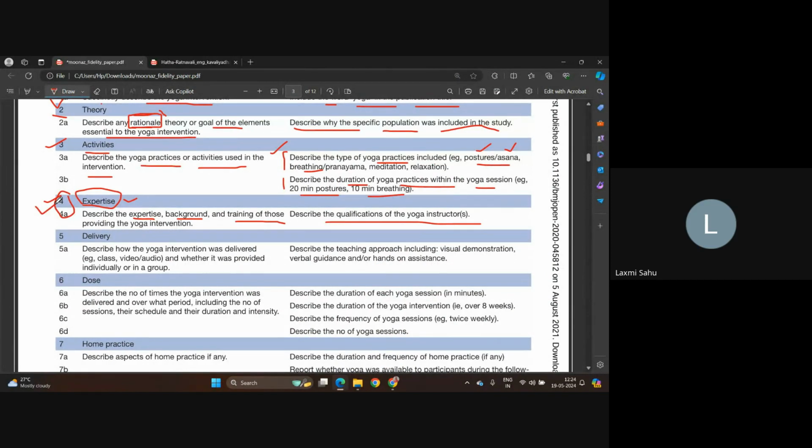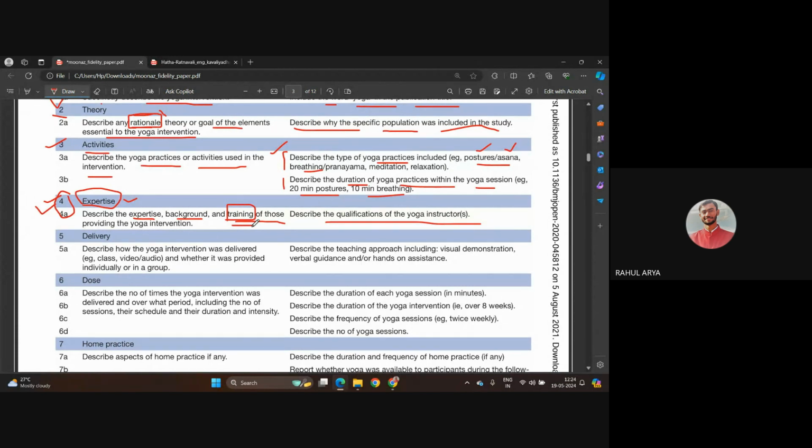Sir, suppose I am the instructor of any yoga research, so I have to describe my qualification, like I am pursuing my master's. So we have to clearly mention it on that paper. And what is the meaning here? Training. Almost 90% of yoga studies do not mention training. 90% they do not.